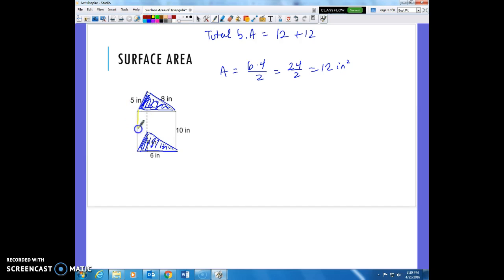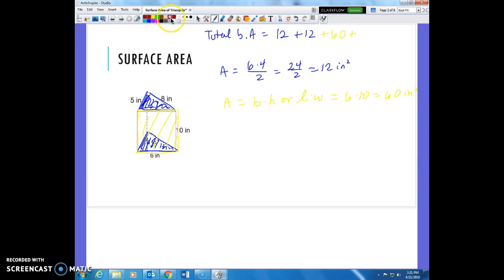Let's do this rectangle that's right in front here. I'll just highlight it. The area of a rectangle is base times height, or length times width, however you'd like to think of it. In this case, I have a length and width of 6 and 10. 6 times 10 equals 60. So there's my area of this one right here. That's its surface area, 60, so I'm going to add that.